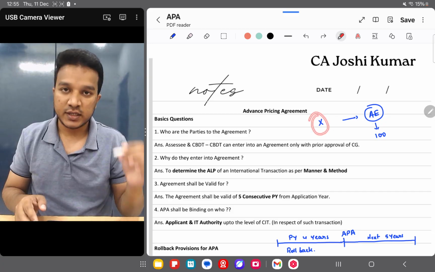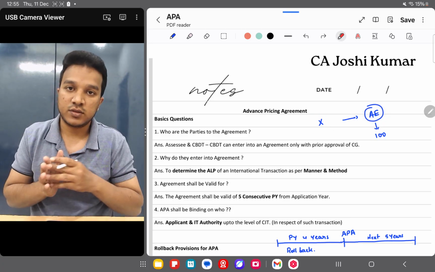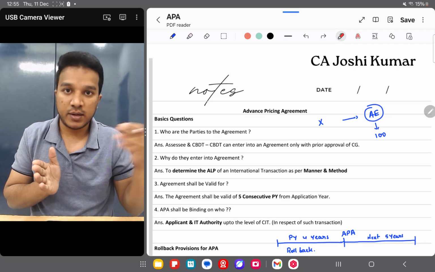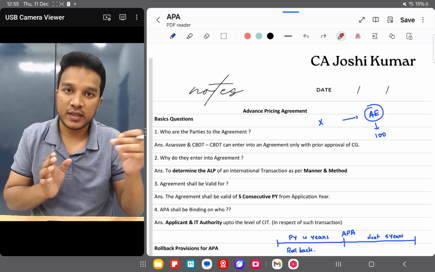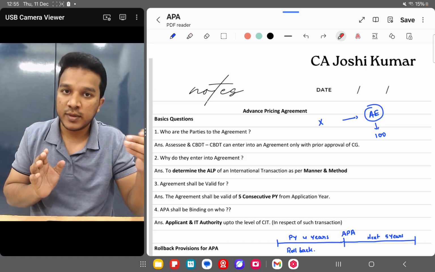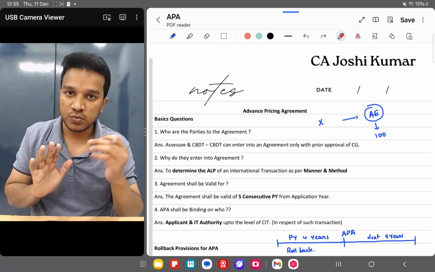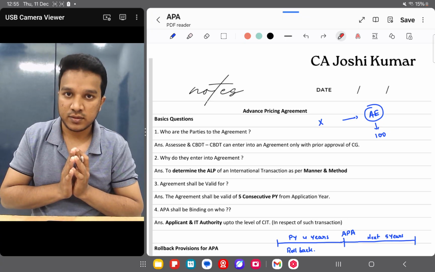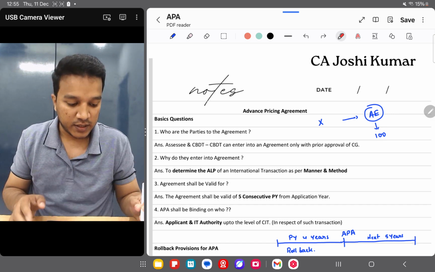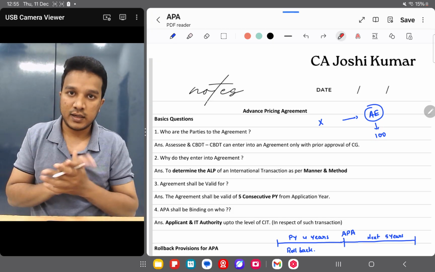My company X Limited is in India and my associate enterprise is in a foreign country. There are a lot of transactions between me and my associate enterprise. Every time I enter into a transaction, I'll determine the arm's length price. How do you determine the arm's length price? By using those 5 methods. I'll apply whichever method is most appropriate and determine the arm's length price. Say the arm's length price per unit value has come to 100 rupees for me. Till here it is clear.